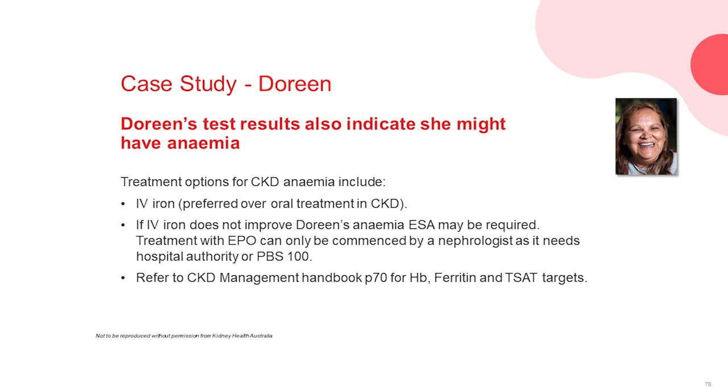So she also has anemia. The treatment options for anemia include IV iron and treatment with EPO. And I think it needs a referral to a nephrologist. But I think GP practices are allowed to give injections once it is prescribed. Am I right? Okay. Oh, so you can even give a prescription for EPO. Yeah.